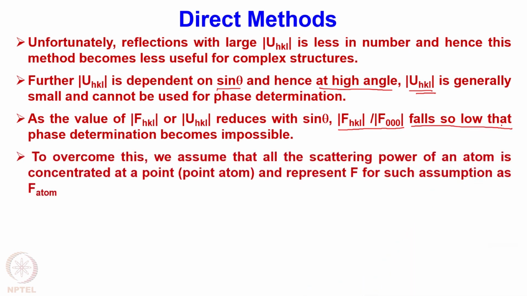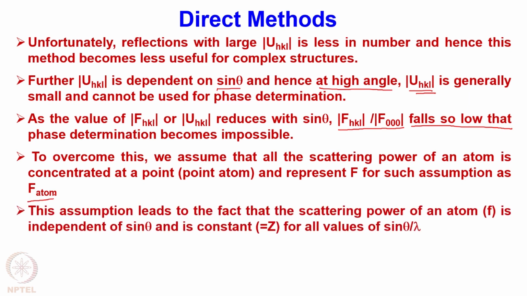To overcome this, what we do is we assume that all the scattering power of an atom is concentrated at a point. So we consider it as a point atom and represent the F for such an assumption as F atom. This assumption leads to the fact that the scattering power F is independent of sin theta and is a constant for all values of sin theta by lambda.